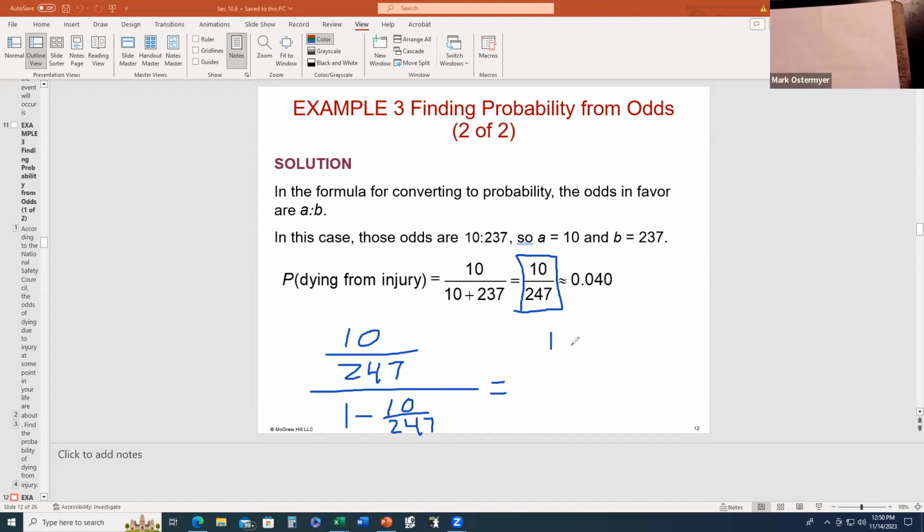And therefore, we're going to have 10 over 247. Now, 1 minus 10 over 247. 1 is another name for 247 over 247. So 247 over 247 minus 10 over 247. And what's 247 over 247 minus 10 over 247? That gives you 237, right? 237 over 247.